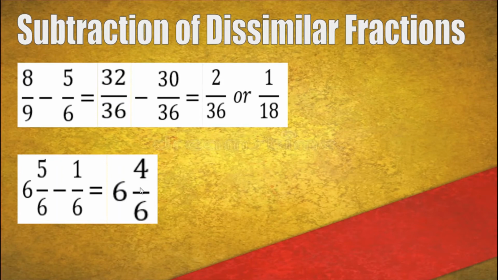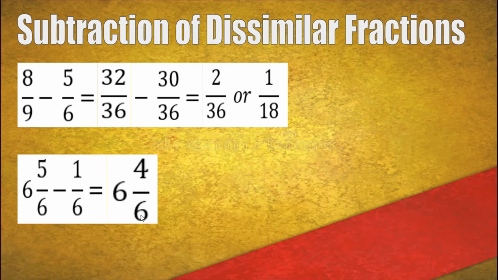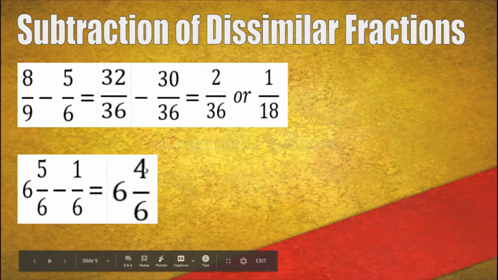Okay, but look at the fraction part here, grade 6. The fraction part here is 4/6. Can we still simplify 4/6? Is there a number that can divide 4 and 6? The answer here is yes. 4 and 6 can still be divided by 2, so we can still simplify this one.